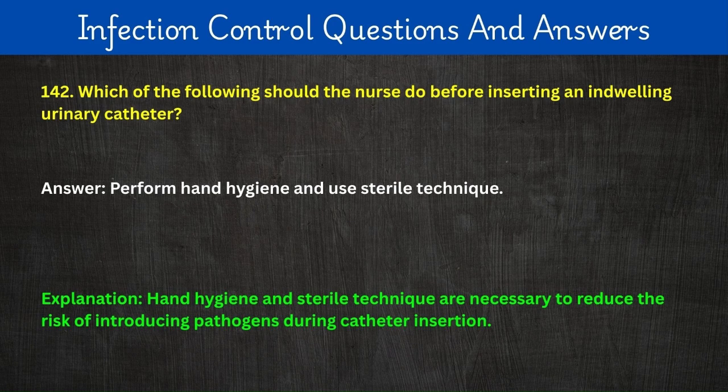142. Which of the following should the nurse do before inserting an indwelling urinary catheter? Answer: perform hand hygiene and use sterile technique. Explanation: hand hygiene and sterile technique are necessary to reduce the risk of introducing pathogens during catheter insertion.